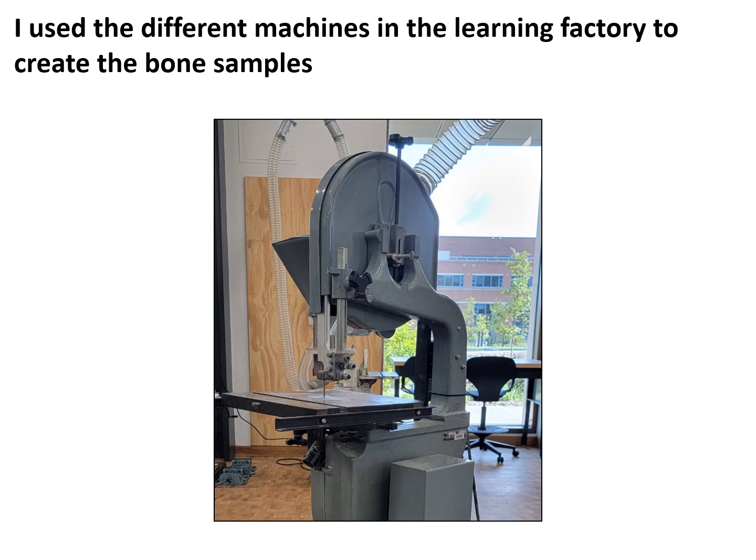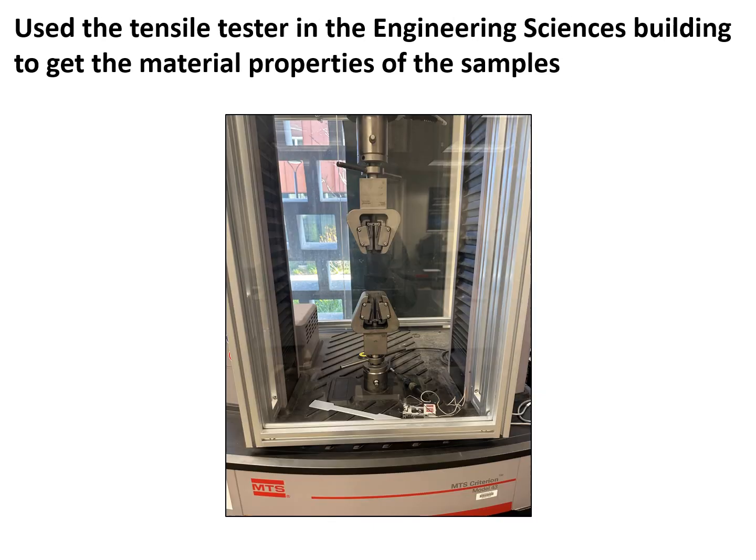Then for the wood sample, I went to the learning factory's wood shop and used their bandsaw. This bandsaw, while not as accurate as the mill, still allowed me to cut the wood sample at different angles to create the bone structure. Once the bone samples were done, I now had to take them to the tensile tester.